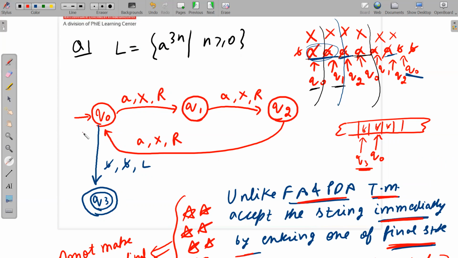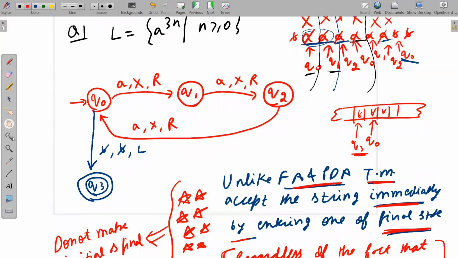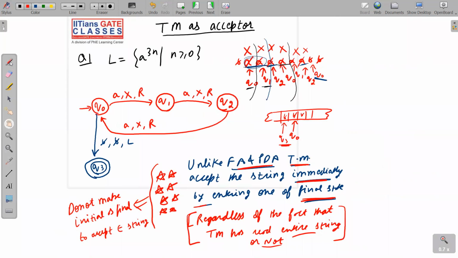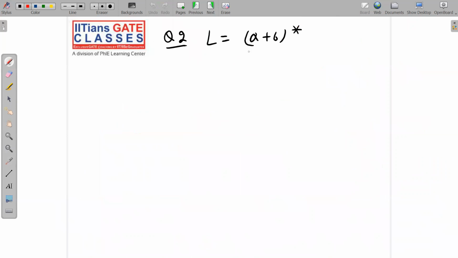So let's move to the next slide. The next is L is (A plus B) whole star. That means each and every string should be accepted by the Turing machine. This is very, very simple. I have already told you: make Q naught initial as well as final. We really do not need any transition, because each and every transition will be ignored by the Turing machine on the final state.